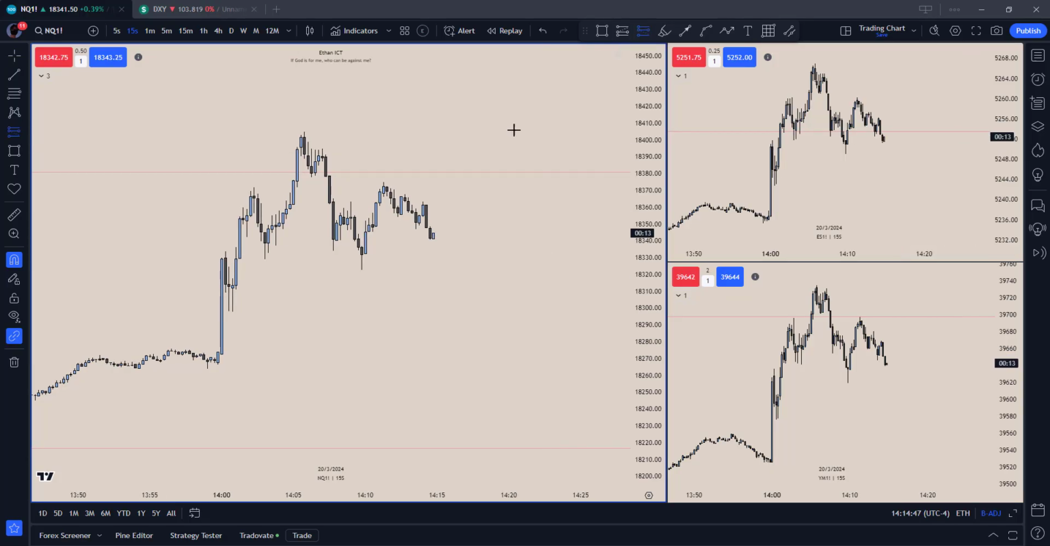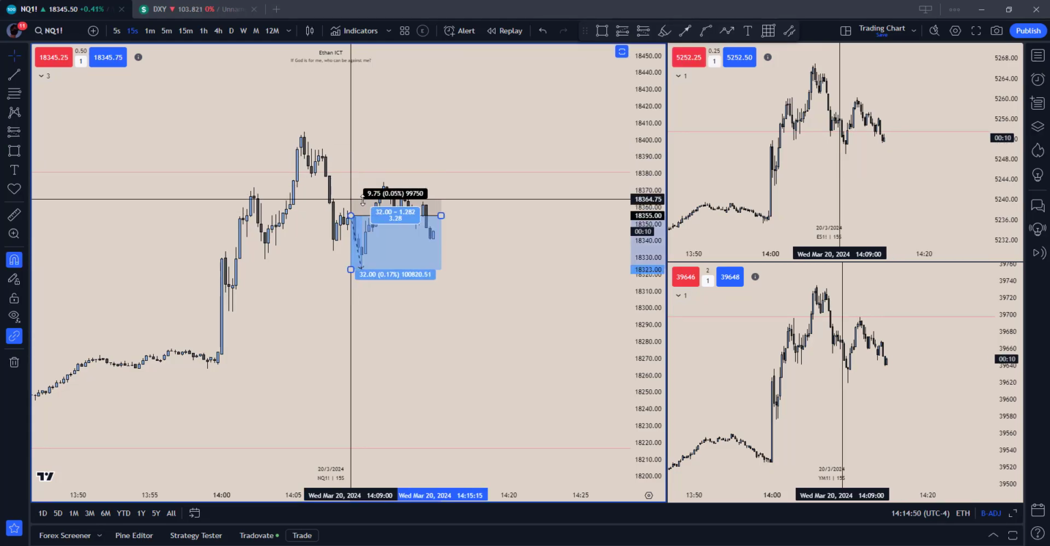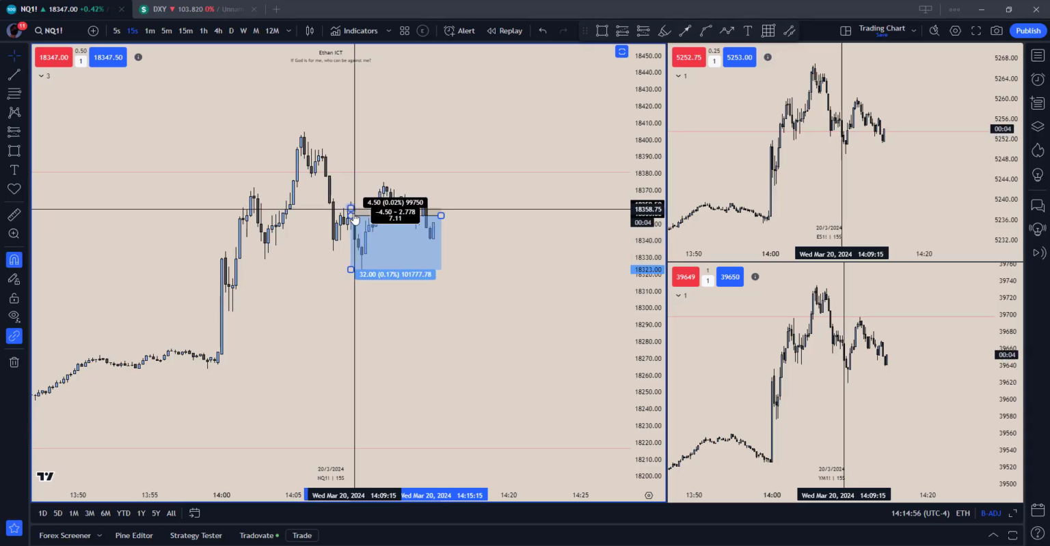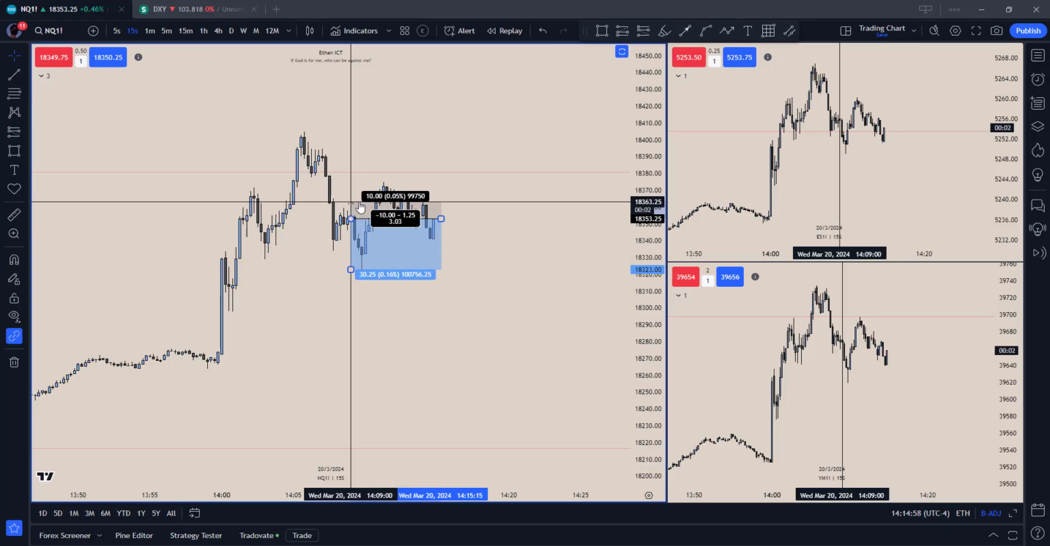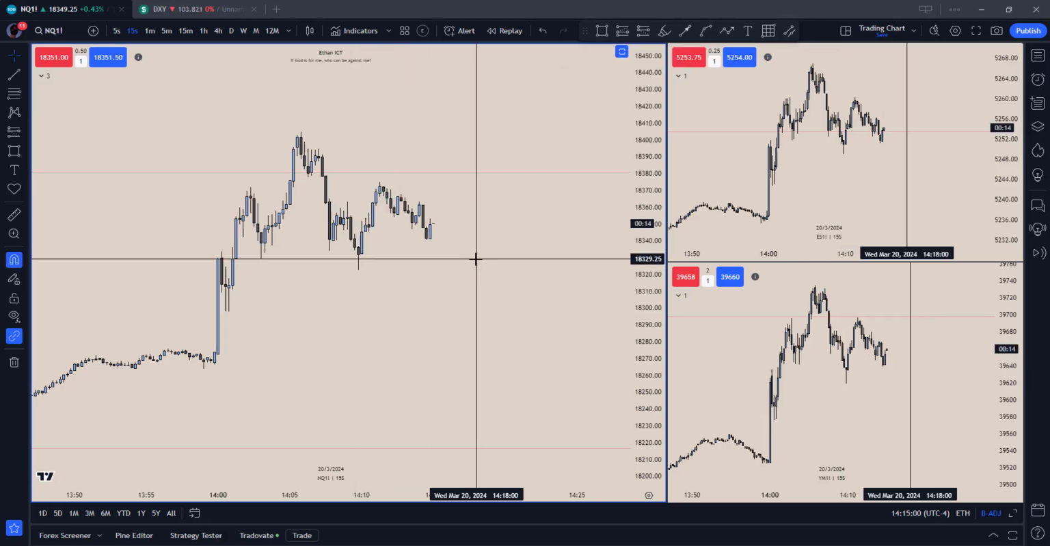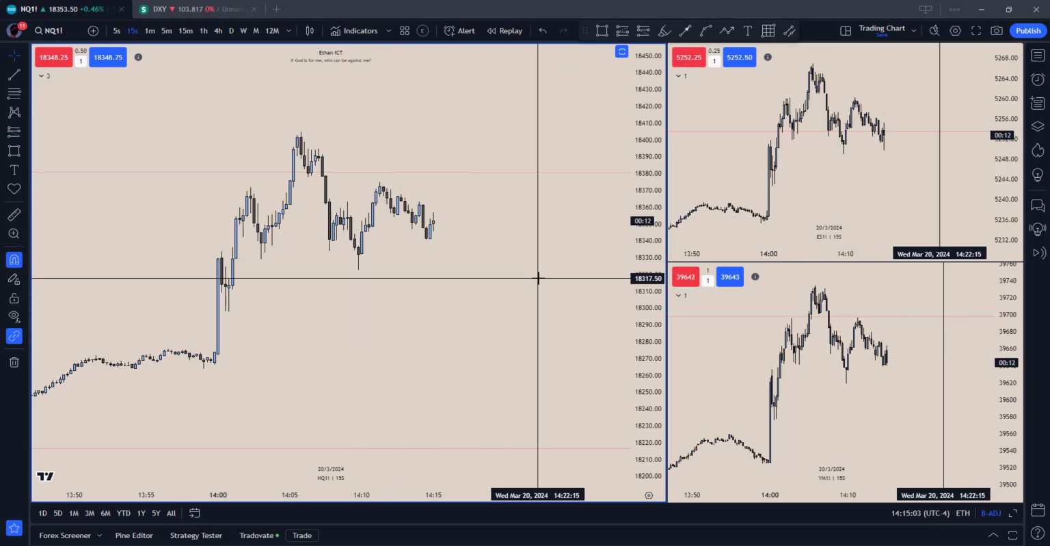Wonder what kind of loss I endured there actually. Let me just really quickly. Took three contracts. Around, okay, I'll do the calculation after.